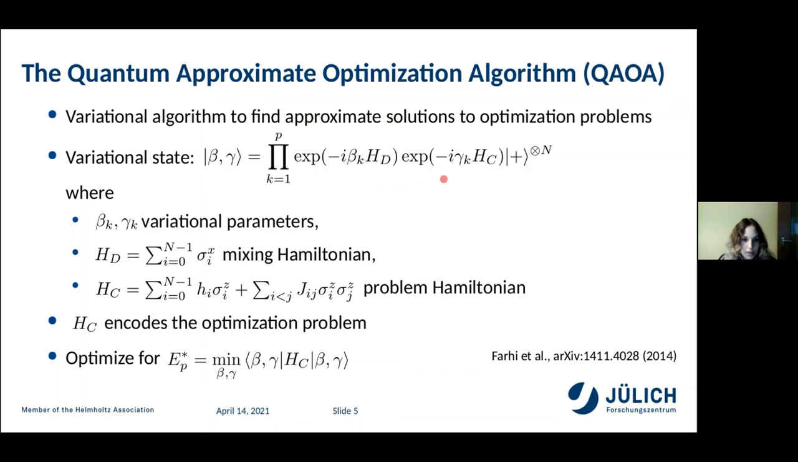And what are all these things in here? So the beta and the gamma are the variational parameters. And then we have those two Hamiltonians here. This first Hamiltonian is usually called the mixing Hamiltonian and is often given by this. So we always have a sigma x on each qubit. And then we have this second part, which is called the problem Hamiltonian because it encodes the optimization problem. And often it's, for example, the Ising Hamiltonian. And what we then have to do is to optimize the energy. So we minimize the expectation value of the problem Hamiltonian in this variational state.